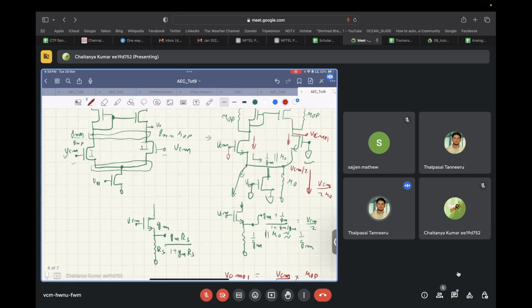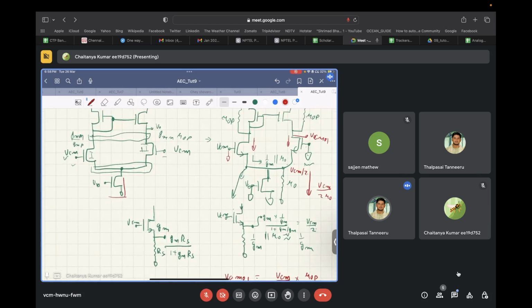One thing is that you should make this particular transistor's length large enough that the output resistance of this transistor is huge. In that case, you can get a better common mode rejection ratio. So in this topology, that is all you can do. If you want better common mode rejection ratio, you will have to have some different kind of topology, which we will see going forward.